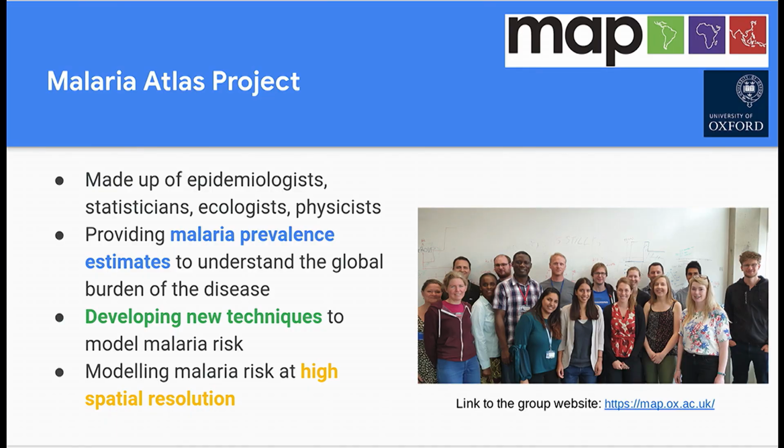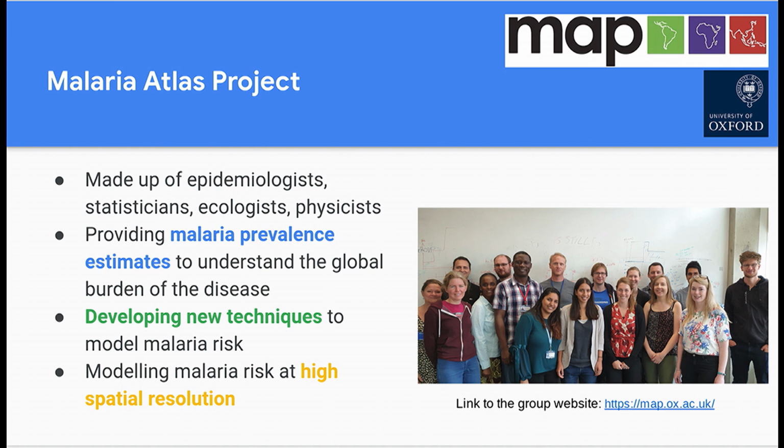There's a global effort to help reduce and eliminate malaria. To do that, we need to know where the malaria burden is. And that's where our research group comes in. We're called the Malaria Atlas Project, or MAP. We are a very interdisciplinary team of researchers: epidemiologists, statisticians, ecologists, physicists, and others. And we provide malaria estimates to estimate the global burden of malaria.